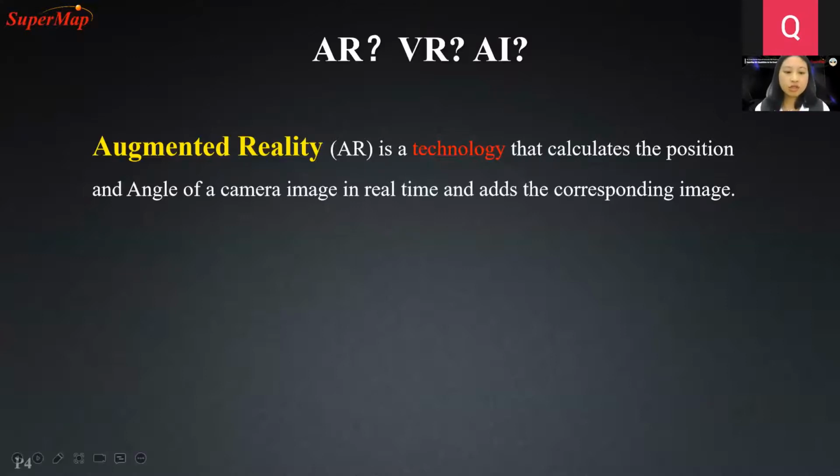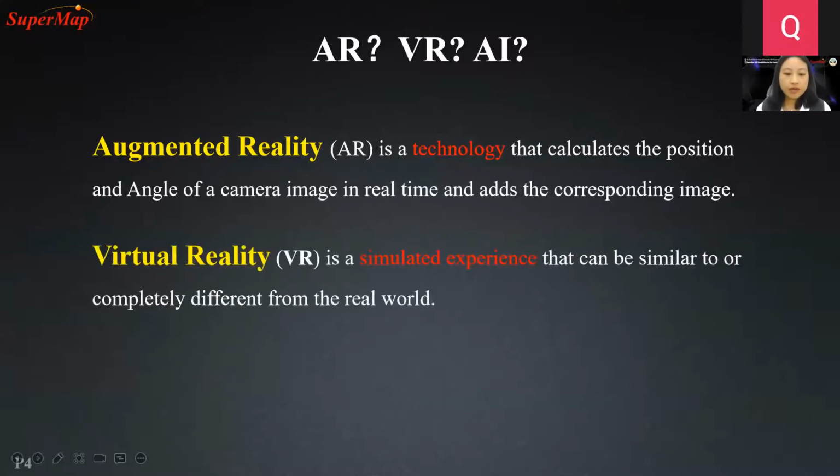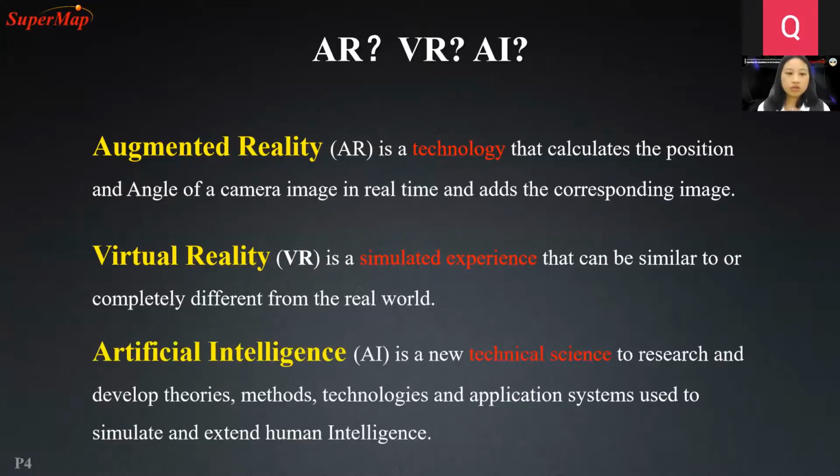Then the next, the VR. The VR is an acronym for virtual reality. It is a simulated experience that can be similar to or completely different from the real world. And then let's take a look at what is AI. The AI is what we call artificial intelligence. It is a new technical science to research and develop theories, methods, technologies, and application systems used to simulate and extend human intelligence.